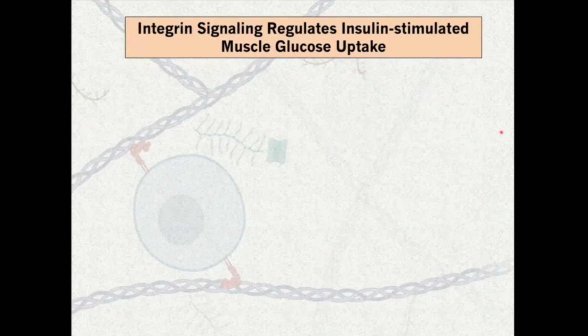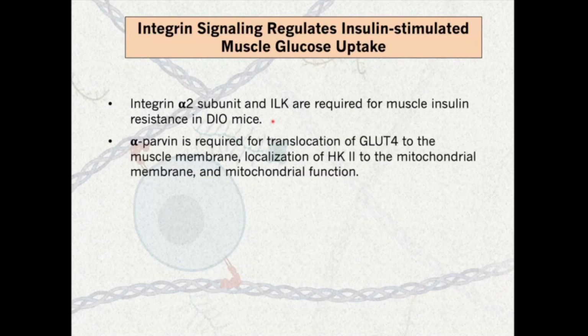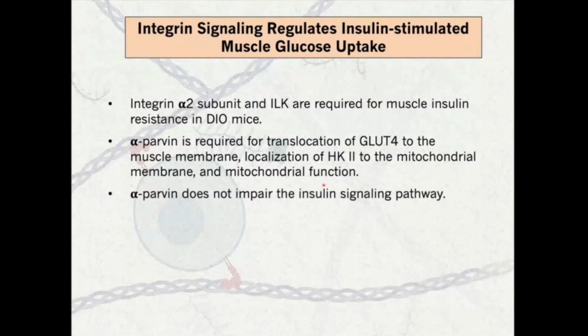So integrin signaling regulates insulin-stimulated muscle glucose uptake. So integrin alpha-2 subunit and ILK are required for muscle insulin resistance in DIO mice. And this is evident by the fact that if you knock them out, they get more insulin sensitive. Now, alpha-parvin is required for translocation of GLUT4 to the muscle membrane, localization of HK to the mitochondrial membrane, and, I didn't show this, mitochondrial function as well. Alpha-parvin does not impair the insulin signaling pathway.